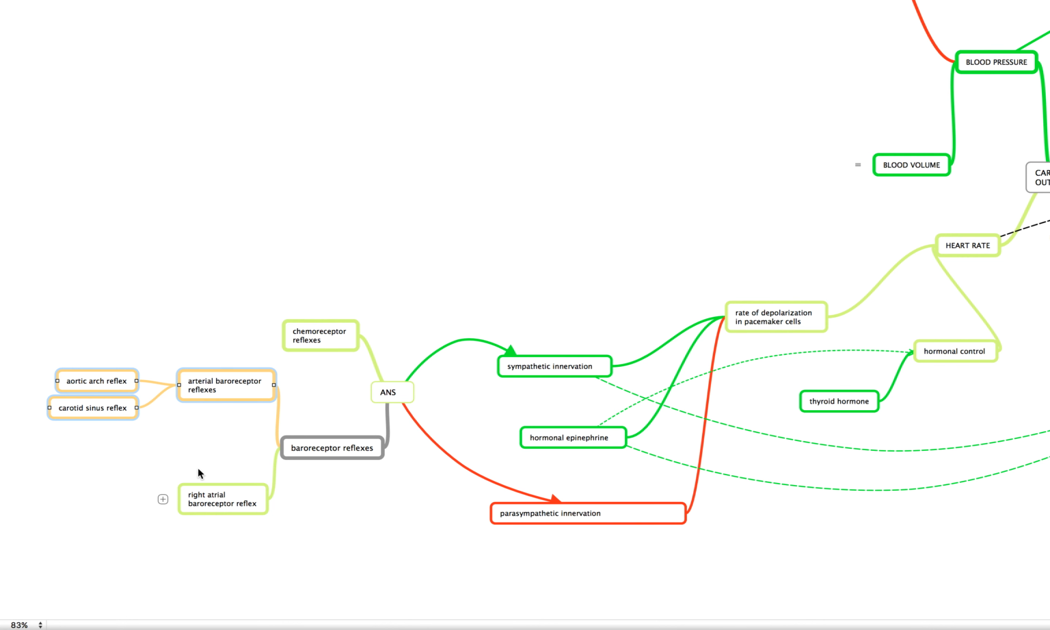And so if what you detect is high pressure in the right atrium, then you use that sensory input to decide whether to turn on the sympathetic or the parasympathetic nervous system. And so you got to think about it this way. If you have more blood going to the right atrium, then you want to assess what to do about it.